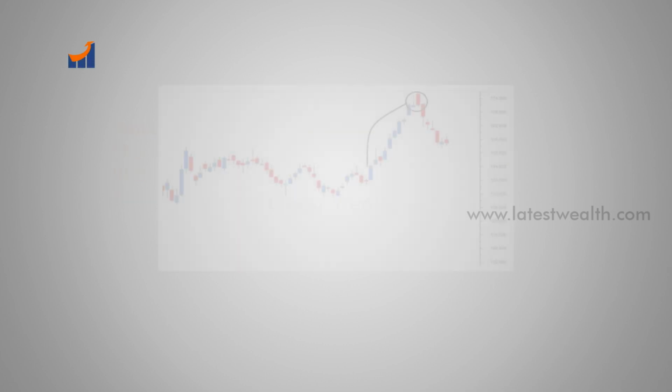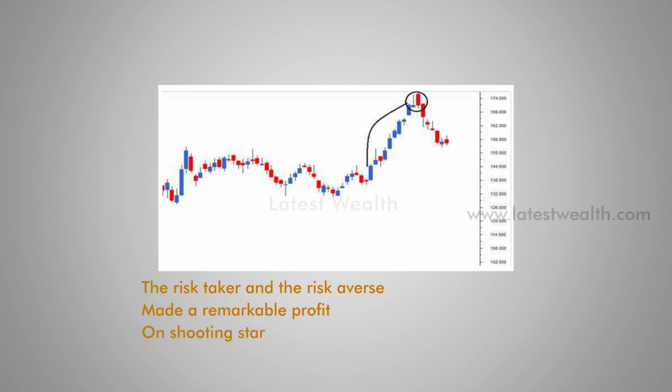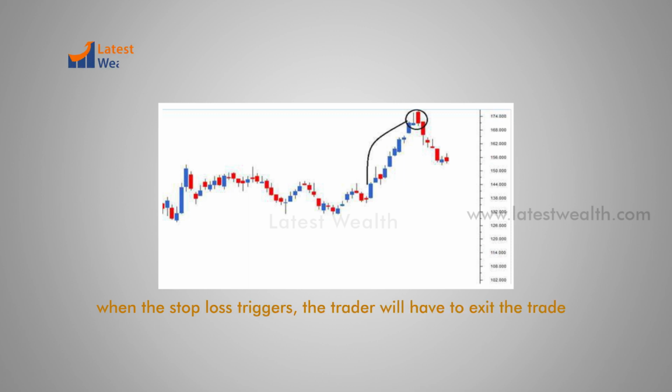My dear friends, just look at the chart where both risk taker and risk averser would have made a remarkable profit on a trade based on the shooting star. After the shooting star, just see. Here is one more example where both risk averser and risk taker would have initiated the trade based on a shooting star. However, the stop loss has been breached. Do remember, when the stop loss triggers, the traders will have to exit the trade, as the trade no longer stands. More often than not, exiting the trade is the best thing to do when the stop loss triggers.